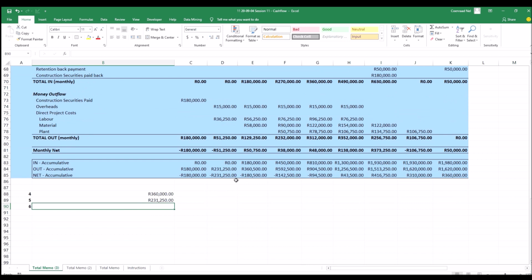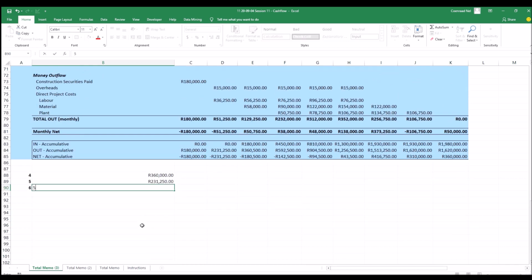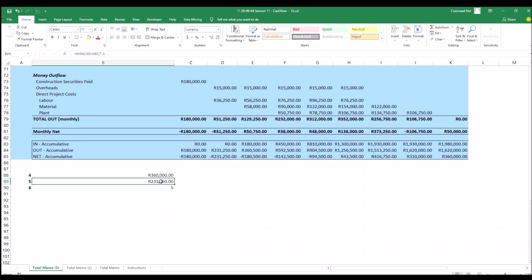And then they ask, after how many months of the construction start are you going to have positive cash flow? We already said that would be 5 months after the project starts, we are going to have a positive cash flow. So what are we saying here? We need 231,000 rand to make 360,000 rand.